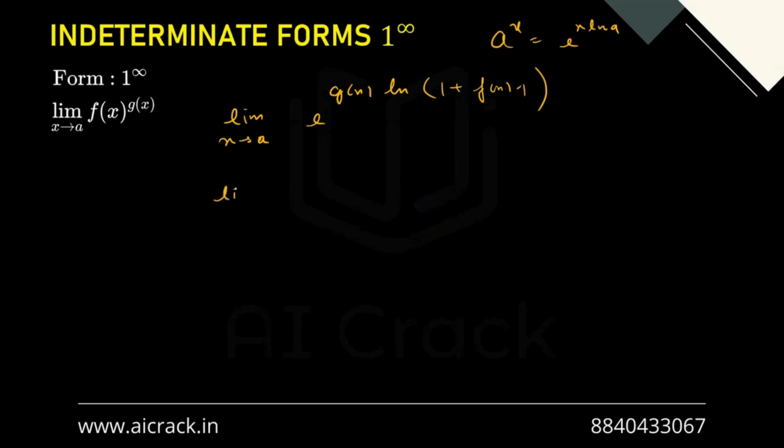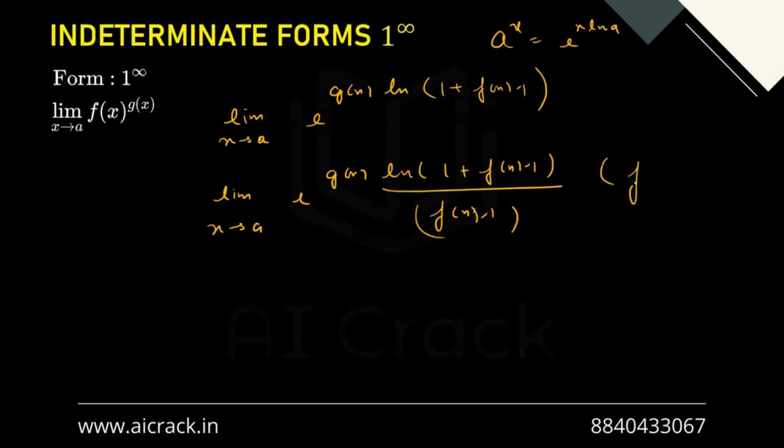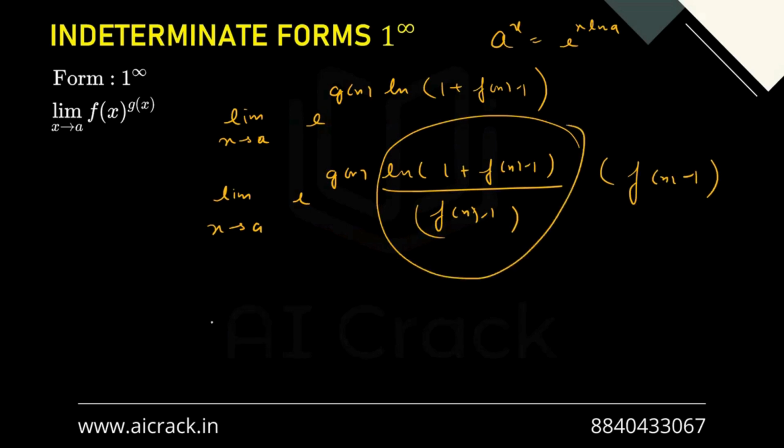We are trying to use that standard limit over here. Okay. So this becomes limit x approaches a e raised power g(x), and what we can do, we can multiply and divide by f(x) minus 1 over here. f(x) minus 1 divided by f(x) minus 1 and multiplied by f(x) minus 1. Okay, now this limit becomes 1. So what eventually we have got, limit x approaches a e raised power (f(x) minus 1) multiplied by g(x), because this limit went to 1.